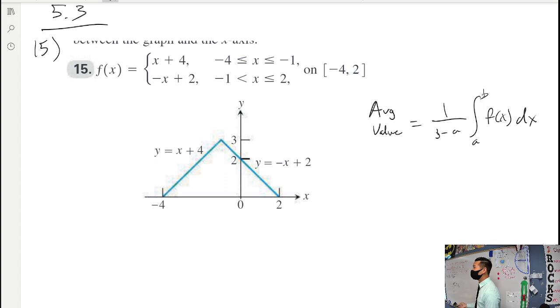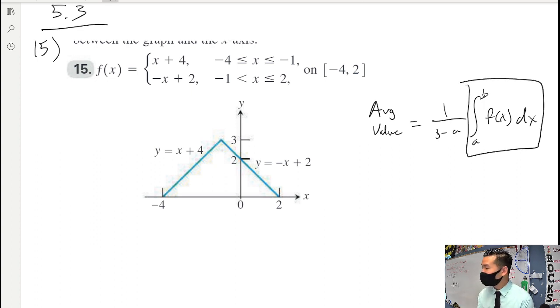Now they're telling us to do it without integrals, which means they don't want us to do the antiderivative of it. But do you remember what exactly you are finding when you find the integral of a function? The area. So when they say to do this without doing the integral, they're just asking you to calculate the area of this.